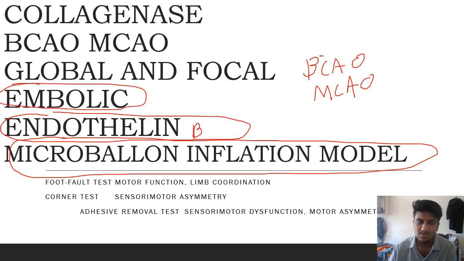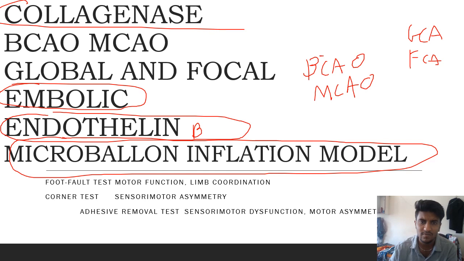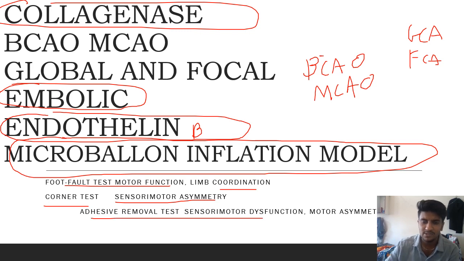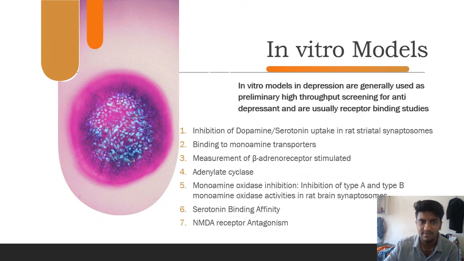Embolus induced model. So embolus and thrombus are two terminologies. One floats and one stays at its position. Let me know in the comment section how many of you know about this. So there is global cerebral ischemia, GCA, and focal cerebral ischemia, right? Depending upon the type of ischemia, we have different models, BCAO, MCAO. Collagenase is also widely used as one of the models. For this, we have the corner test, sensory motor asymmetry test, foot fault motor function test, limb coordination test. Then we have adhesive removal motor dysfunction test. These are different types of tests that are available.